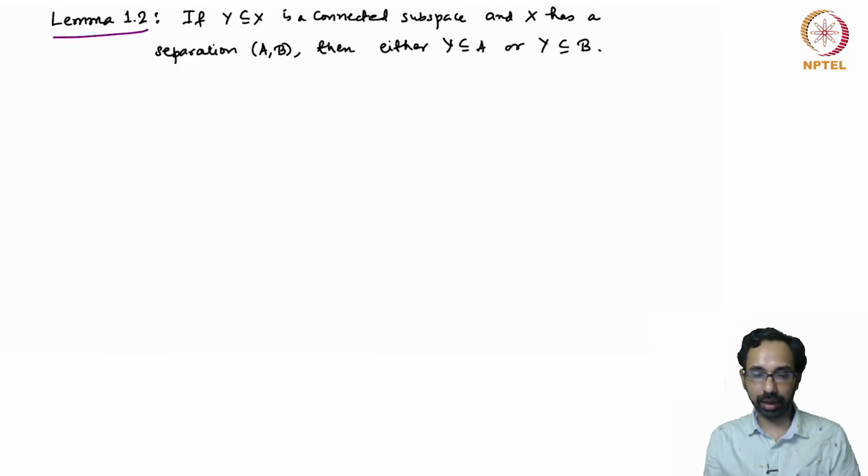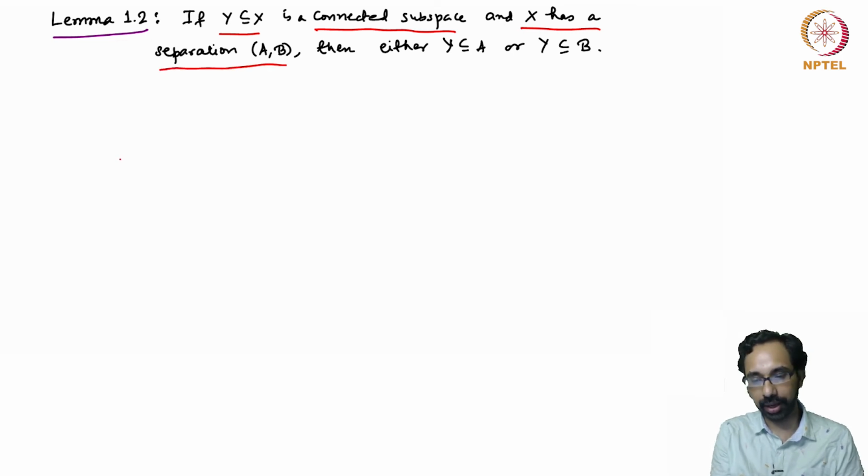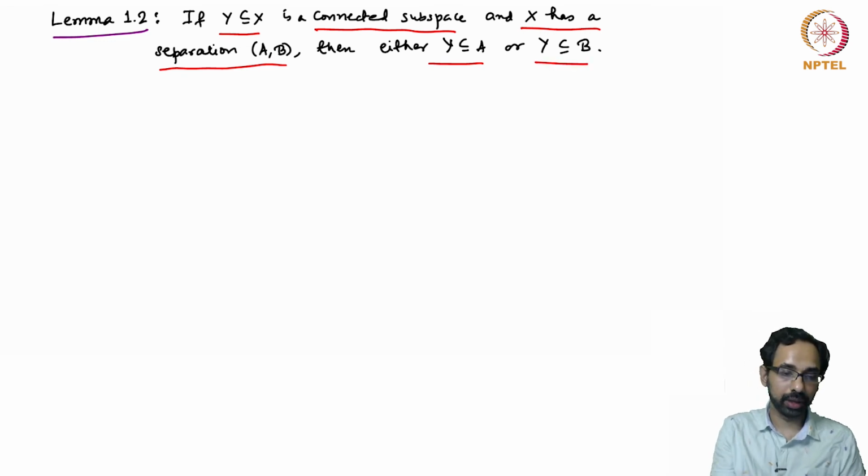Now let us look at another lemma which gives you a way to visualize connected subspaces in a disconnected space. So if Y is a connected subspace of X and X is not connected and it has a separation A, B, then either Y is contained in A or Y is contained in B. So why is this the case? Let us see a proof.